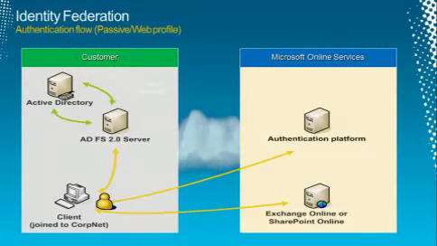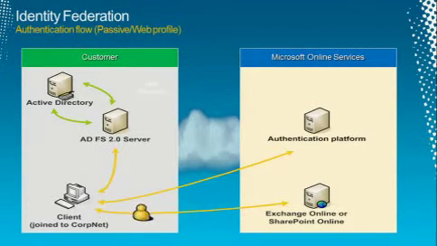So I'll pick the easy flow first. There's 3 of them, but this is kind of the easy flow. The easy flow here is for web-based applications. This is users sitting on a domain-joined machine. They're going to try and go to Exchange Online, SharePoint Online, one of the web-based apps. What actually happens to them?